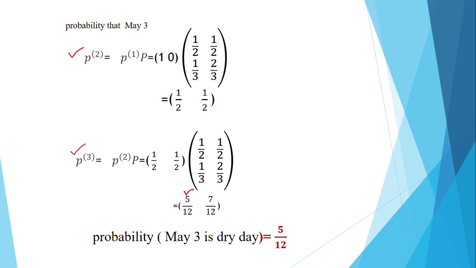Out of this third day probability distribution, we need only the probability of dry day. So the probability of dry day is the first component or first entry of the row vector 5 by 12. So the probability that May 3 is a dry day is nothing but 5 by 12. The required value is 5 by 12. One more part is in the problem. The next part of the problem, finding the steady state probability. Let us move on to that section now.